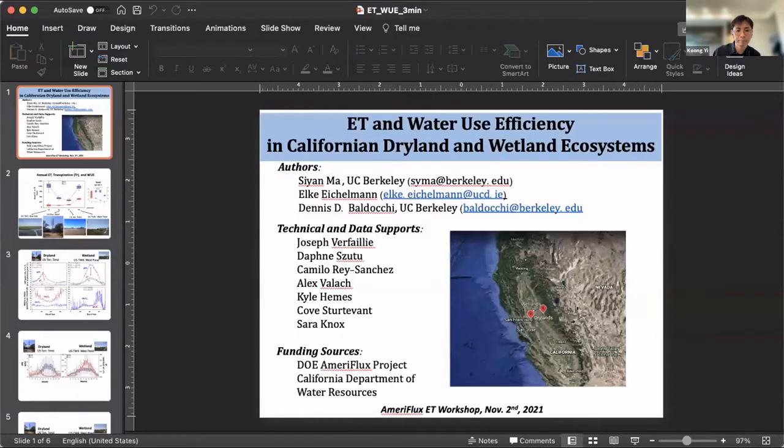Siyan, do you want to share your screen here? Yeah, or I can share my screen, or can you share from your side? Okay, go ahead. Can you see it? Mm-hmm.